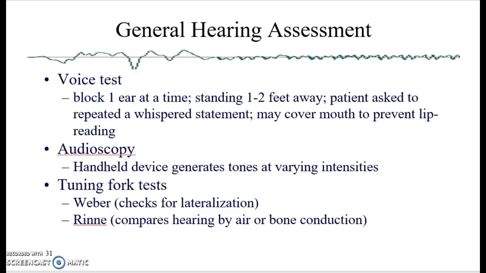These are some general hearing assessment ways to test the patient. A general voice test has the patient cover one ear at a time, stand 1 to 2 feet away, while you as the caregiver whisper a statement and ask them to repeat it. If you sense that they're watching and reading your lips and not really doing this from a hearing standpoint, you can cover your lips or your mouth so that they're not able to do that. Audioscopy and tuning fork tests are usually done by a healthcare provider, a nurse practitioner, or an audiologist. So those are not ones that we do, but just know what some of those are for.